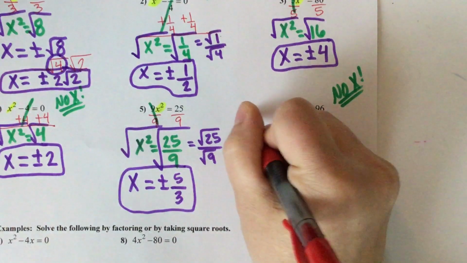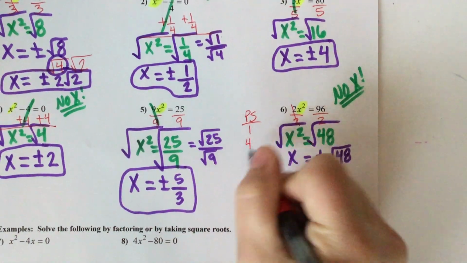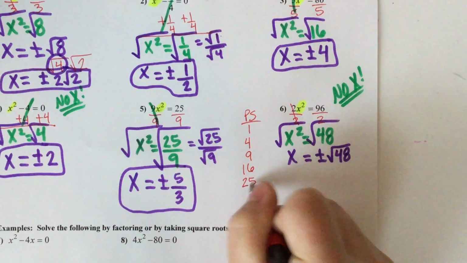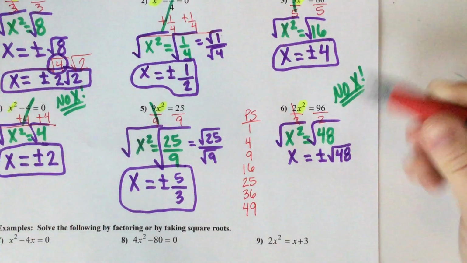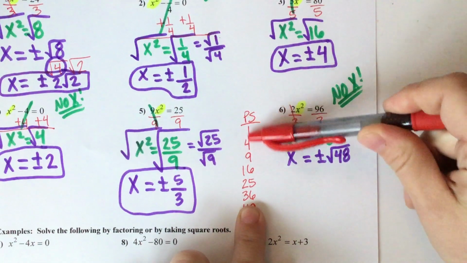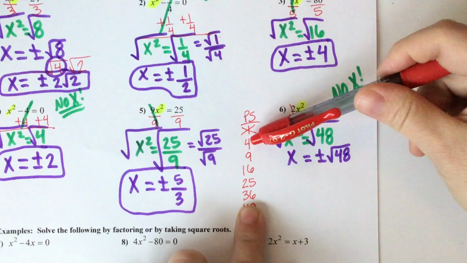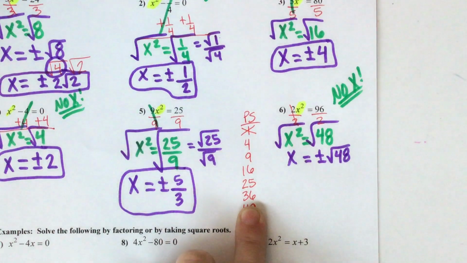So let's think about our perfect squares again. 1 times 1 is 1, 2 times 2 is 4, 3 times 3 is 9, 4 times 4 is 16, 5 times 5 is 25, 6 times 6 is 36, 7 times 7 is 49. Remember, I don't need to look bigger than this number. So looking at these numbers, except the 1, what is the largest number in this list that can divide into 48 evenly?